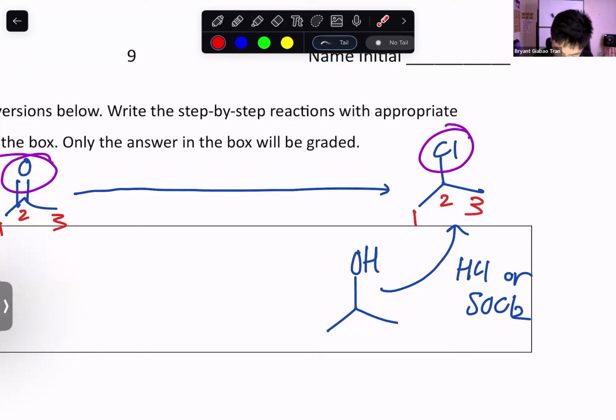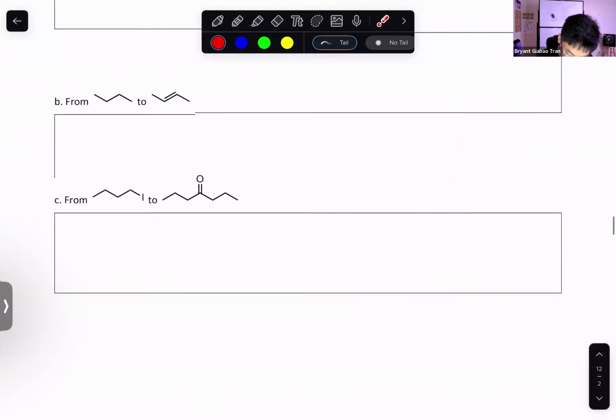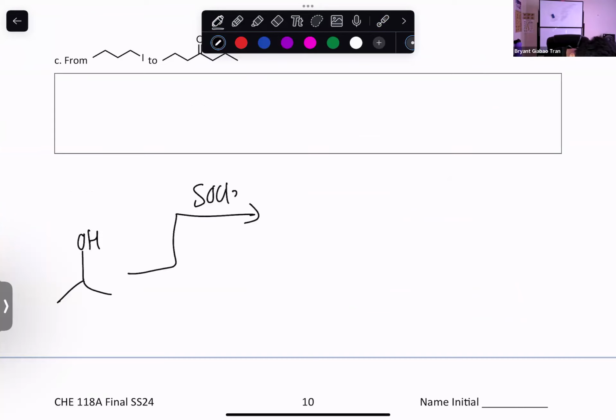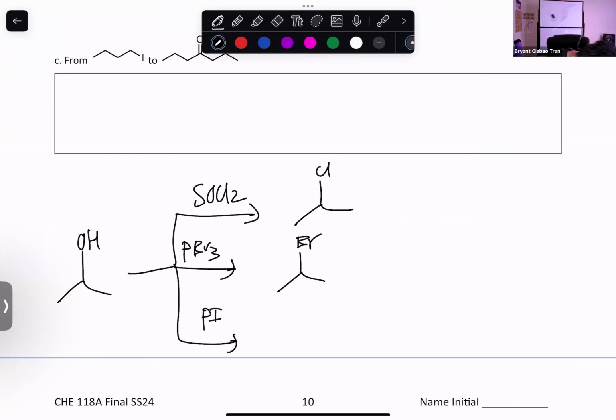Right. So when I add SOCl2, it would become Cl, because that's one of the alcohol reactions that you learned. Where, let me just do this here. OH, SOCl2, that would convert the alcohol into chlorine. PBr3, that would convert the alcohol into bromine. If you do PI3, that would convert the alcohol into iodine.